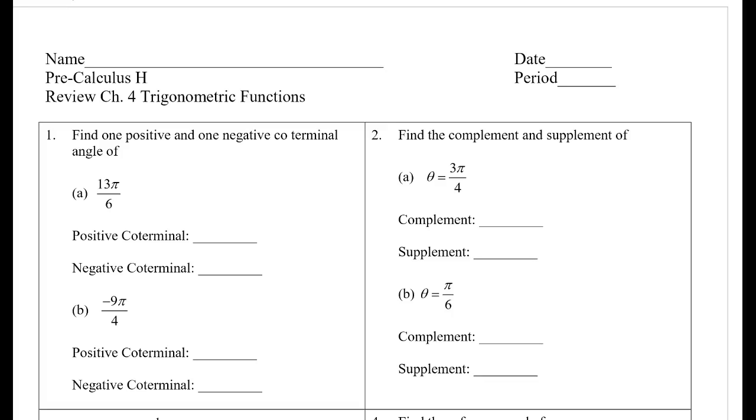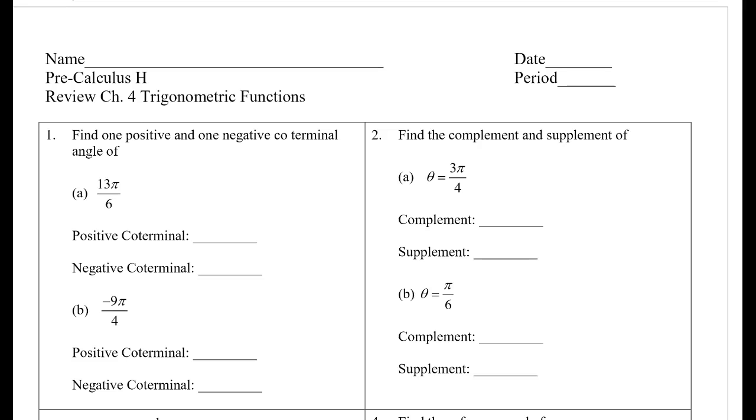This is the PreCal Chapter 4 practice test. So number 1, find the positive and negative coterminal angle of 13 pi over 6. Remember, coterminal means it has the same start and end point. So basically what you're going to do is find another angle that has one full revolution or two full revolutions, or however many full revolutions, either forward or backward from the given point. A full revolution is 2 pi.